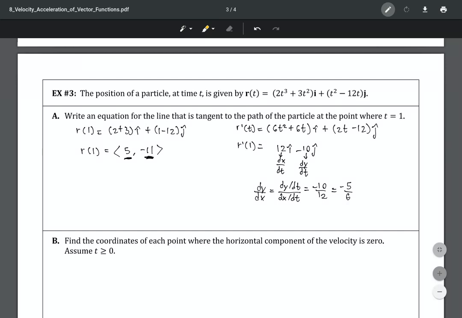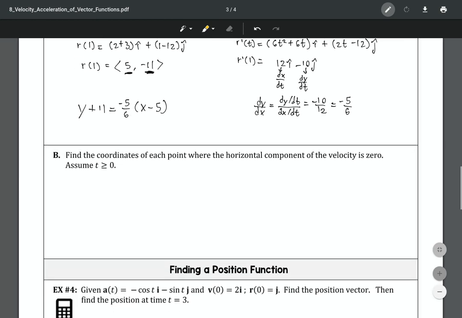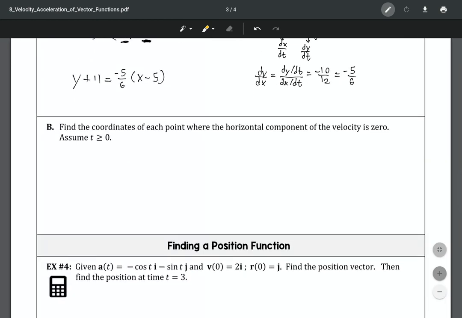Okay? So again, at t is equal to 1, at that specific moment, the particle is located at (5, -11). So this is actually the coordinate point. And the velocity at t is equal to 1, the velocity with respect to x, essentially, not with respect to time, is -5 over 6. So that's how you draw the line right there. All right, so that's the equation of a tangent line. So we're going to leave it there. We're done with that. All right, on B, we're going to find the coordinates of each point.